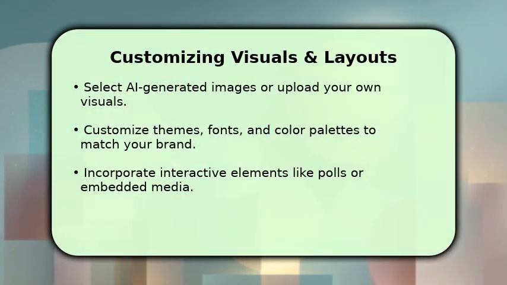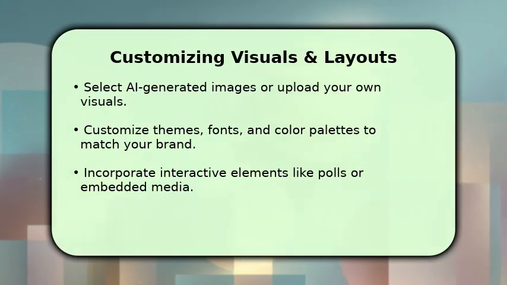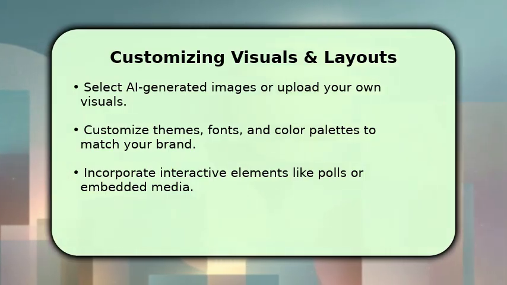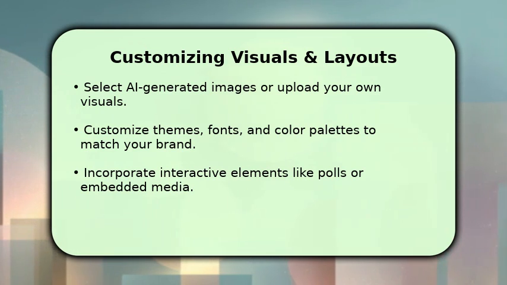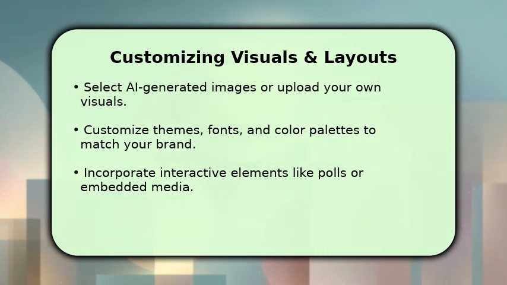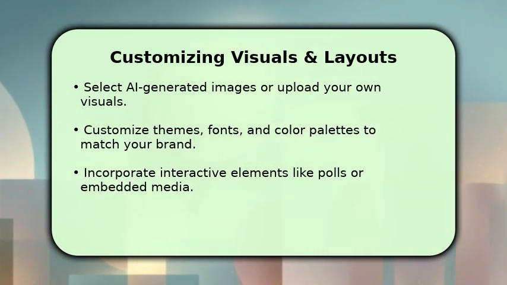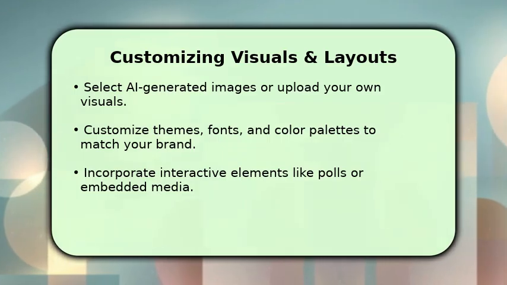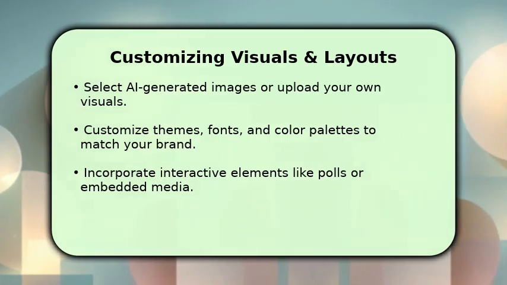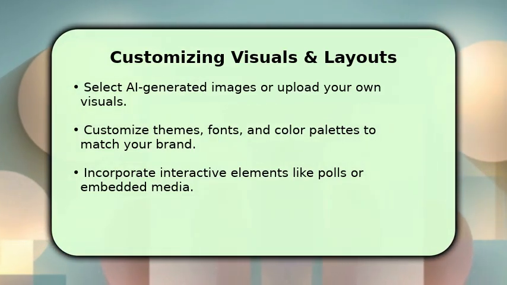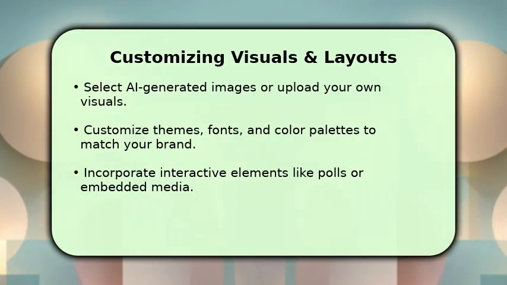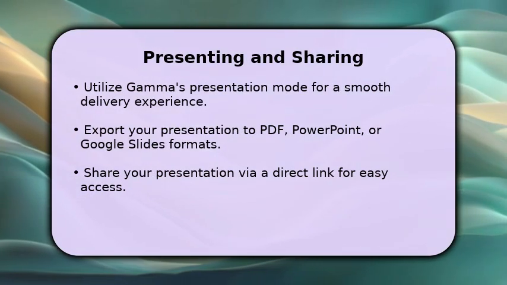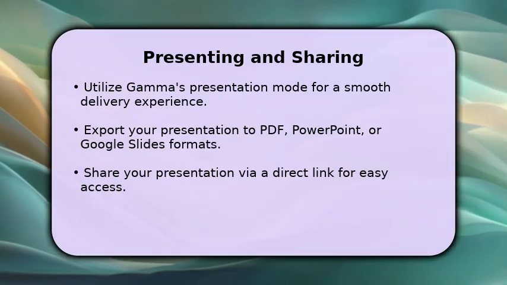Beyond text, Gamma offers extensive visual customization. You can choose from AI-generated images, stock photos, or upload your own. Easily adjust themes, fonts, and color schemes to align with your brand identity. Gamma also supports interactive elements, such as polls or embedded videos, to boost audience engagement and make your presentation more dynamic.